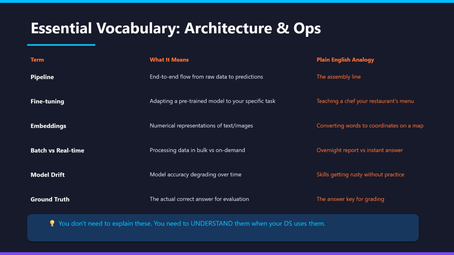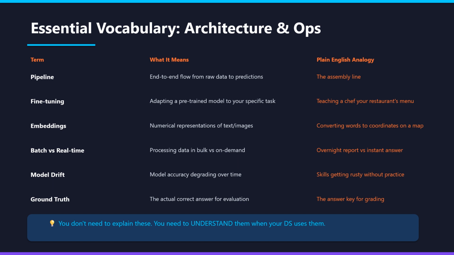Batch versus real time. Do you process the data in bulk overnight or as an on demand job for each request? Batch is cheaper, but it is stale. Real time is expensive, but it is fresh. The right choice depends on your use case.